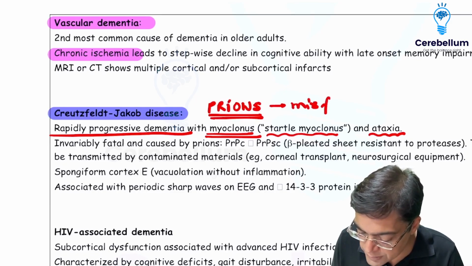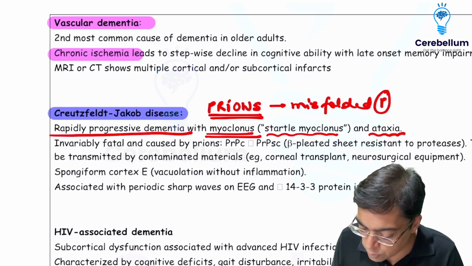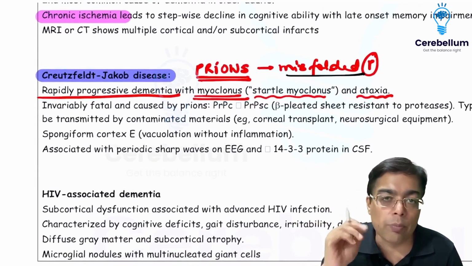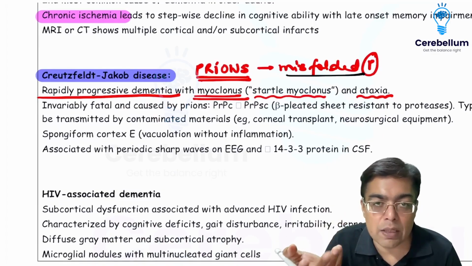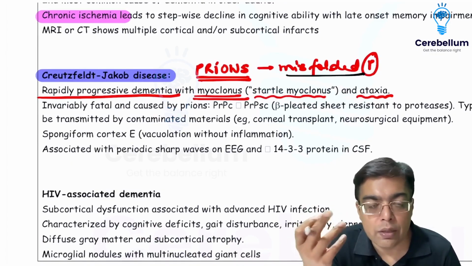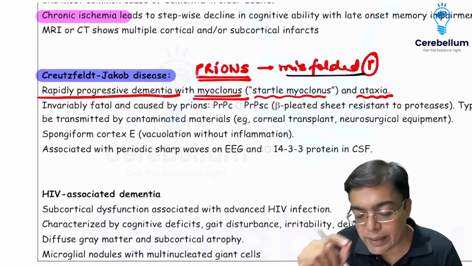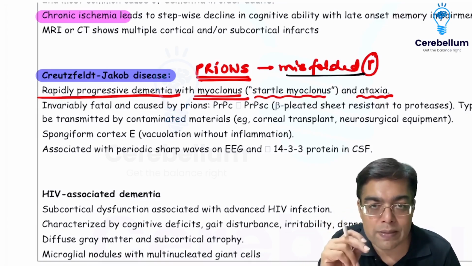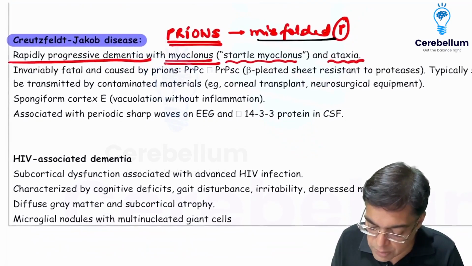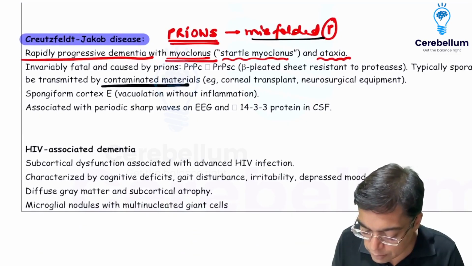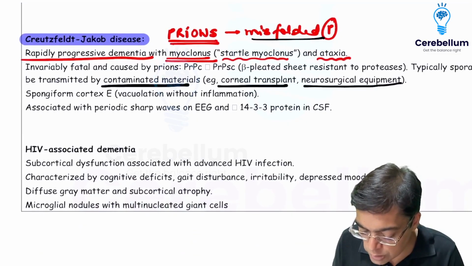So this is going to be seen in association with misfolded proteins. Misfolded proteins are going to be causing the trouble, and these misfolded proteins are not going to be destroyed by proteases. Normally, we have a defense mechanism. Even if unfortunately there is a misfolding of the protein which takes place, it should be destroyed. But in this condition, the protein that is going to be produced because of prions is going to be resistant to proteases, and therefore it is going to be persisting. The disease, interestingly, is going to be transmitted in a very strange way, sporadically, that is by contaminated material, and that can be something like corneal transplant or neurosurgical equipment.